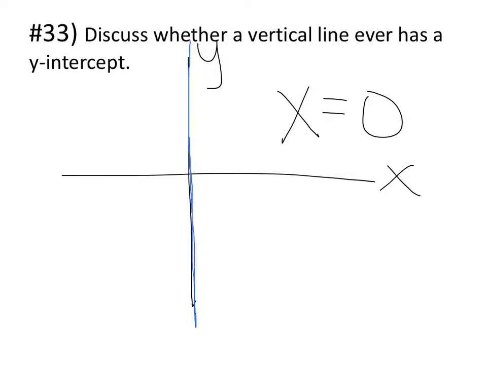And then think about it. It would touch the y-axis the entire time. So it would have infinity y-intercepts. So yes, a vertical line could have y-intercepts.